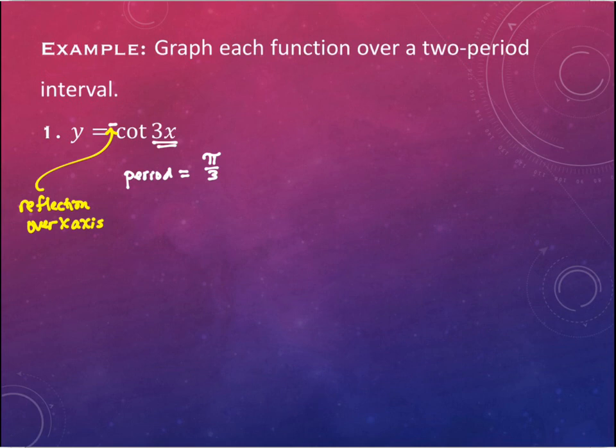Okay? So then, how do I find these asymptotes? Well, for cotangent, it's originally set up to be between 0 and pi, right? So I've got this value now, 3x, between 0 and pi. And I divide everything by 3. Still have 0 on the left, and there I get pi over 3 on the right. What that does is give me a place in which to start my graph when I'm sketching.